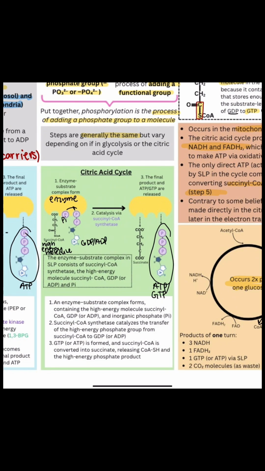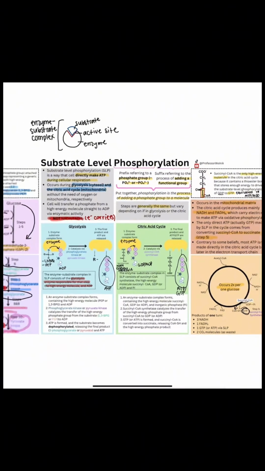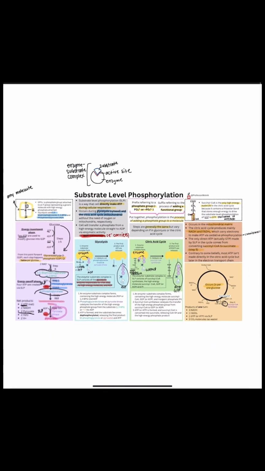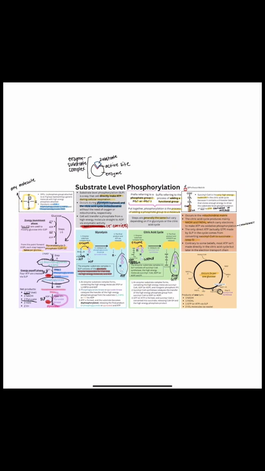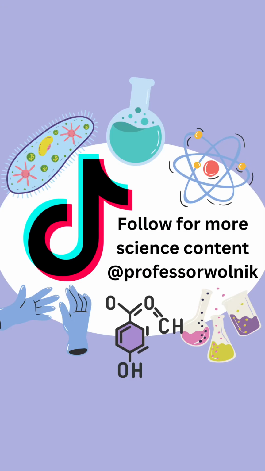So that is substrate-level phosphorylation. And just to recap, it's a direct way to make ATP or GTP. It happens in glycolysis 2 times, and it also happens in the citric acid cycle, but only 1 time. It does not require oxygen or the electron transport chain, but it does need the correct enzyme, the correct high energy molecule, and then ADP or GDP to happen.